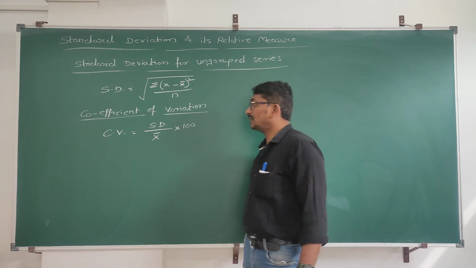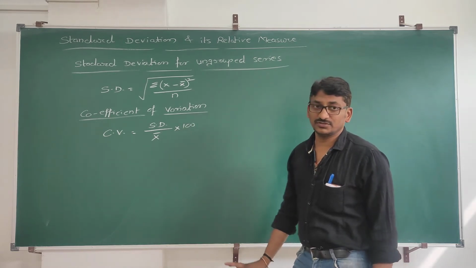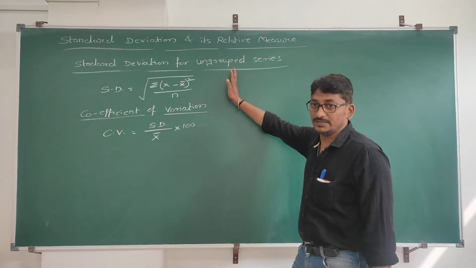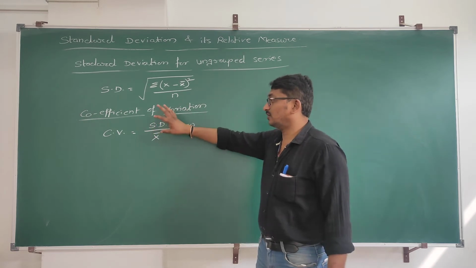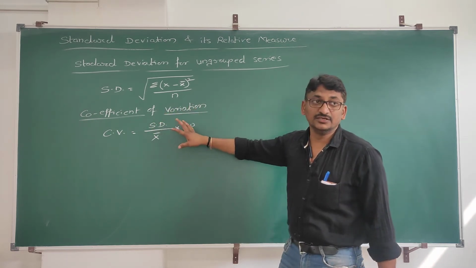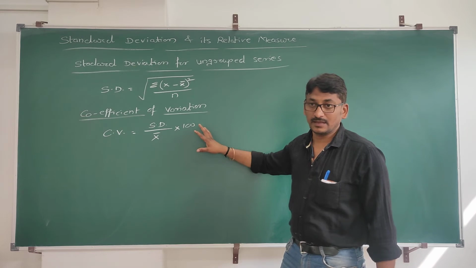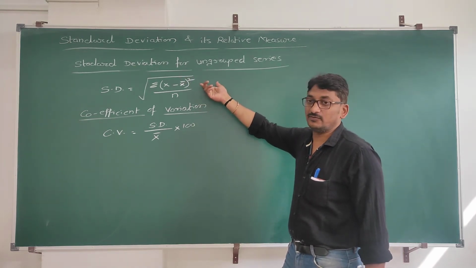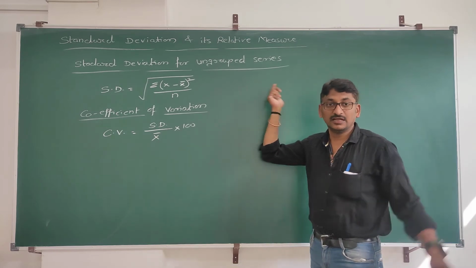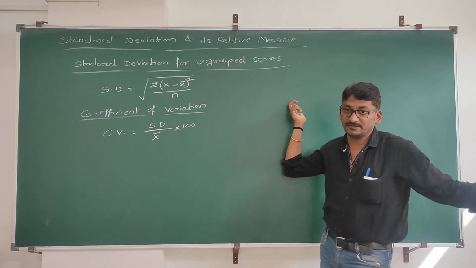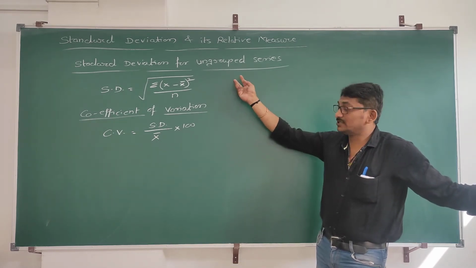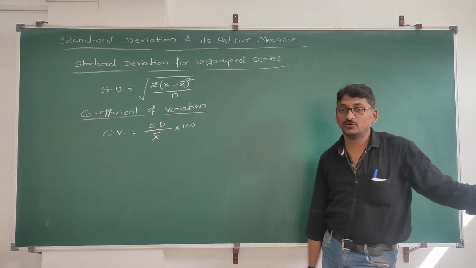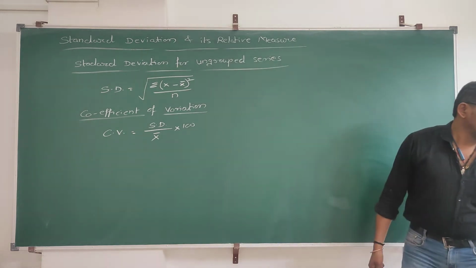Okay. So these are the formulas you have to study. This is for ungrouped series. The CV formula for ungrouped series, group series and continuous series will remain the same. But the standard deviation formula will change. For ungrouped series, this is the formula. For group series, another formula is there. For continuous series, another formula is there. Okay. We'll start with ungrouped series and then we'll go for group and continuous series.